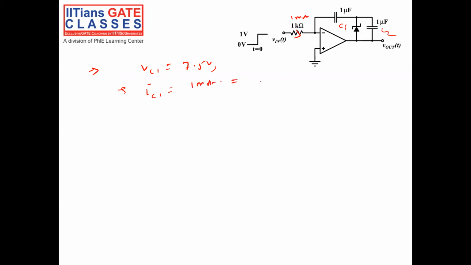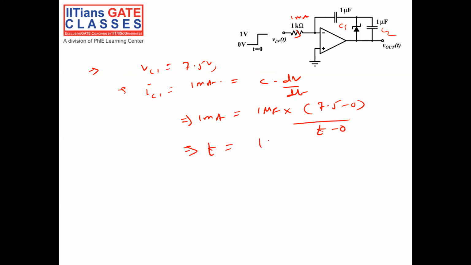We know IC is equal to C dV by dt. This implies 1 milliampere is equal to C, which is 1 microfarad, times dV, which is 7.5 minus 0, over time t minus 0, where t is equal to 0 when current started flowing. So this implies time t is equal to 1 microfarad into 7.5 divided by 1 milliampere, which is 7.5 millisecond.